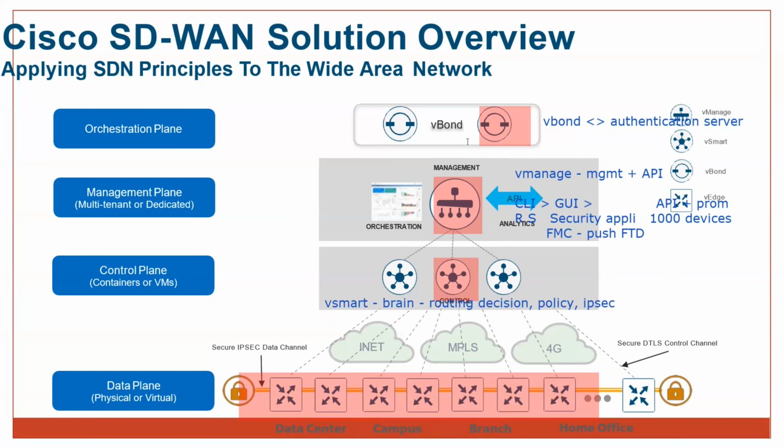Okay, so you have these components. Now, these are the controller components, right? So orchestration, management, and the control plane. What about these data plane devices? What are they doing? So with these data plane devices, the actual data will move from one branch to another branch, right? So these data plane devices are called branch edge.